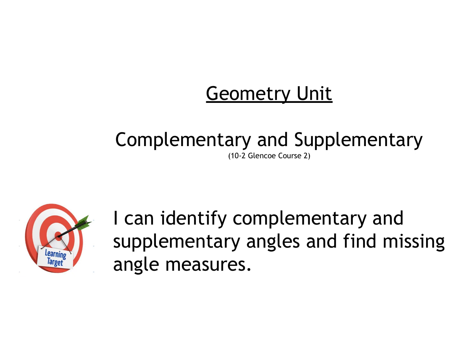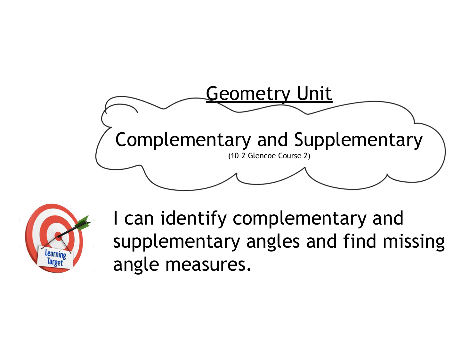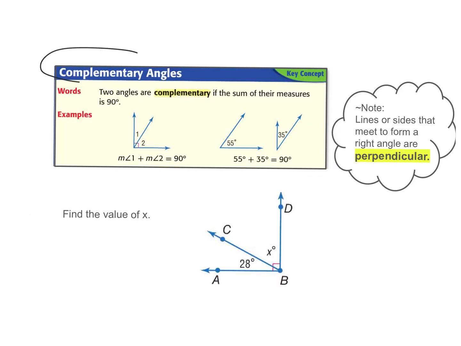We're continuing in our geometry unit. This lesson is on complementary and supplementary angles. Complementary angles are two angles whose sum equals 90 degrees. So with complementary angles, we want to remember the sum is 90 degrees. If we add two angles together, we get 90 degrees.